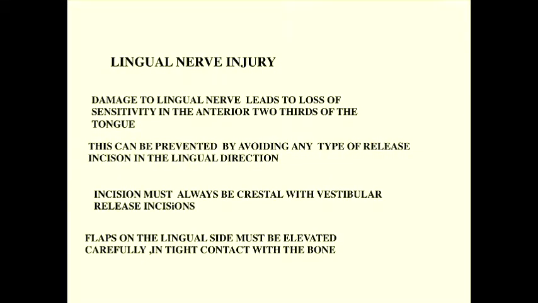Okay, here's another favorite one. He's a very innocent nerve. I call him an innocent nerve. Damage to the lingual nerve leads to loss of sensation. You know that, I don't have to tell you.